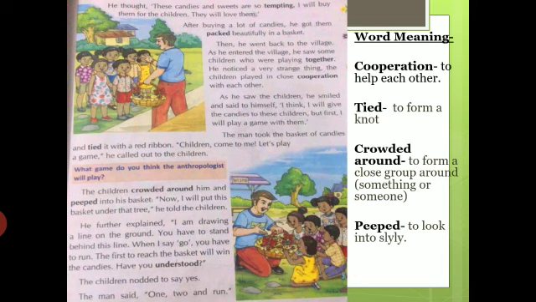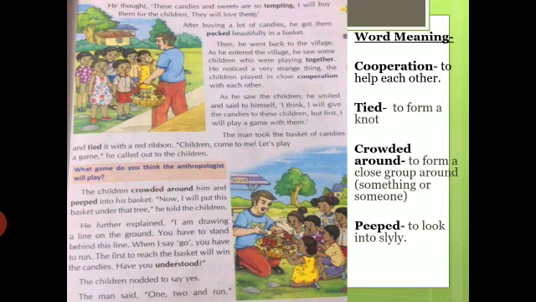Now I will put this basket under that tree, he told the children. I am drawing a line on the ground. You have to stand behind this line, and when I say go, you have to run towards the basket. The first person to reach the basket will win the candies.